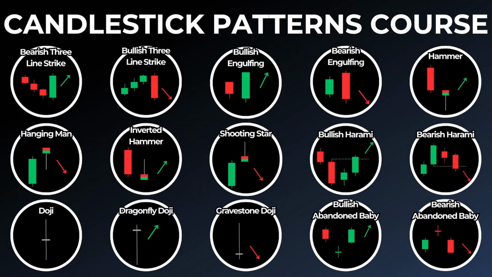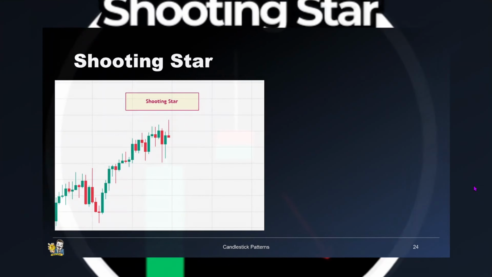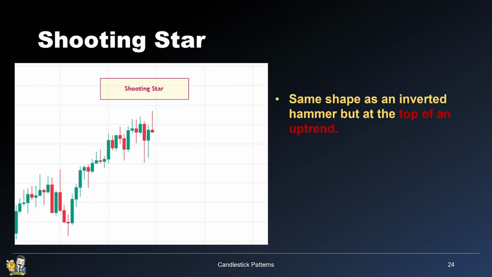Now, let's study the shooting star. It looks like this. It has the same shape as an inverted hammer, but appears at the top of an uptrend instead of at the bottom of a downtrend. The signal is similar to every top reversal candle. As soon as there's a breakout below the low of the candle, we have to enter short, meaning the trend is reversing.